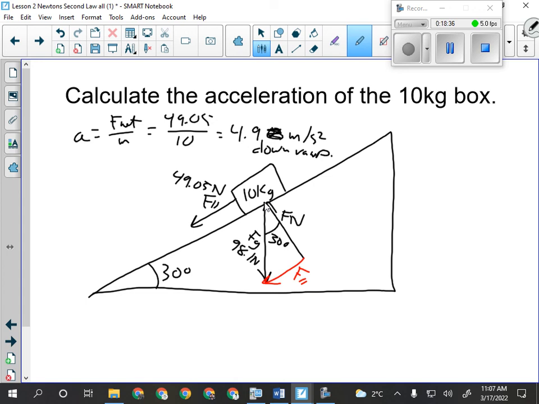So all inclined planes work the same way. That's the nice thing about inclined planes. Once you figure out how to do one, you know how to do them all.